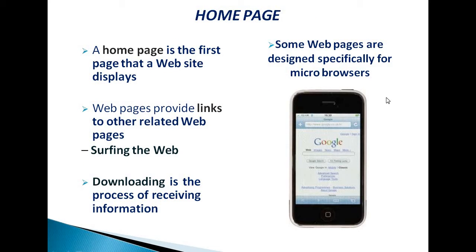Here is a home page on your computer, for example Google, which is a search engine. Firstly, the home page of a website is displayed. Some home pages are designed specially for micro browsers, but the home page links to other related web pages, which is basically called surfing the web. And after processing all these things, we download, that is, the process of receiving the information.